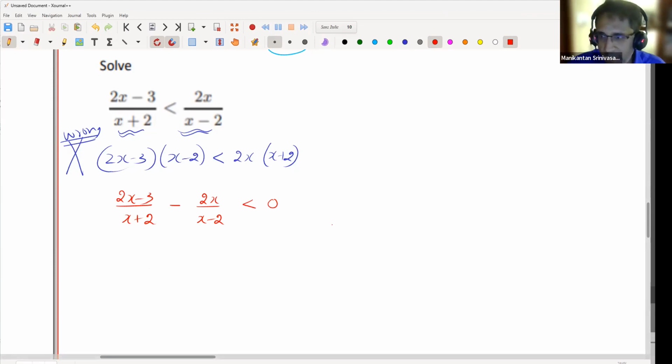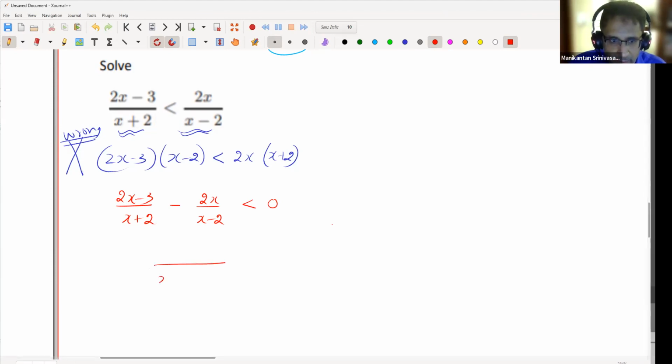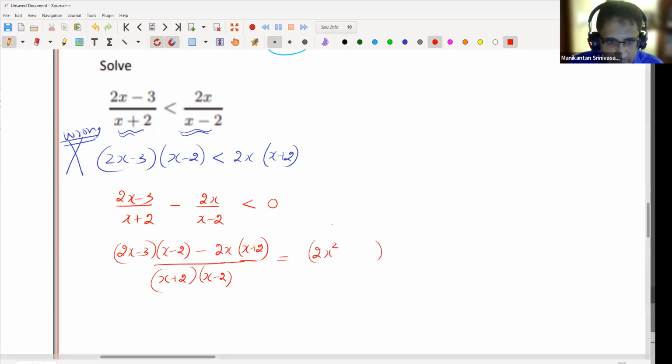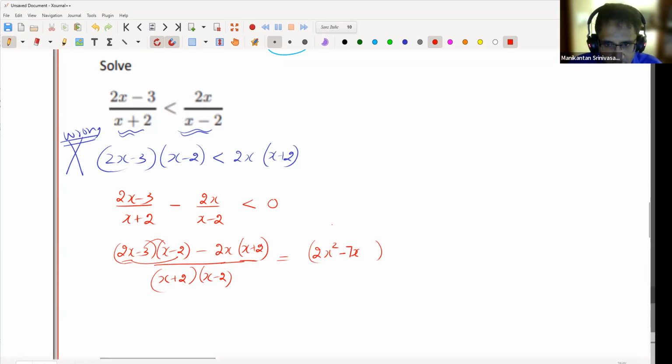Bring everything to one side, have 0 on the other side, and then take the common denominator. So x plus 2 times x minus 2, and then cross multiply. So what do I have here? 2x minus 3 times x minus 2 minus 2x times x plus 2. So how much is the numerator now? 2x square, and then there is minus 4x here and minus 3x here. So collectively minus 7x. Please, if you find a mistake, stop me rather than hold it for long.